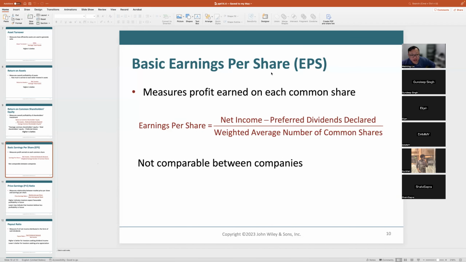Basic earnings per share. Again, you use your net income minus the portion that goes to the preferred shareholders, that is the preferred dividend declared, divided by the weighted average number of common shares. And how to do the denominator? We have gone through one example to figure out how to calculate the weighted average number of common shares.